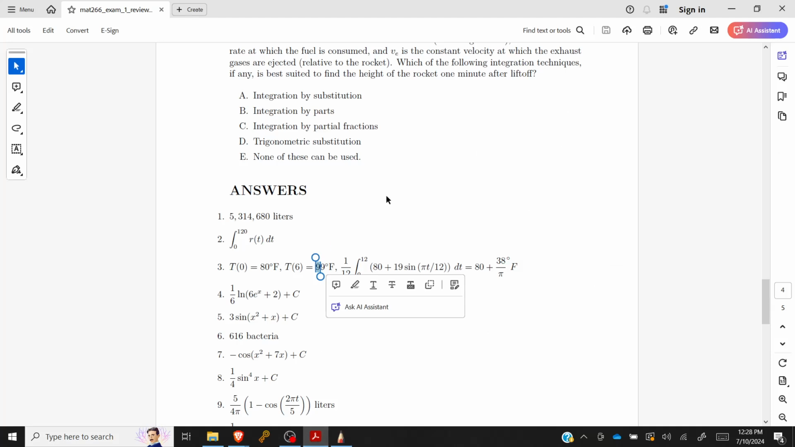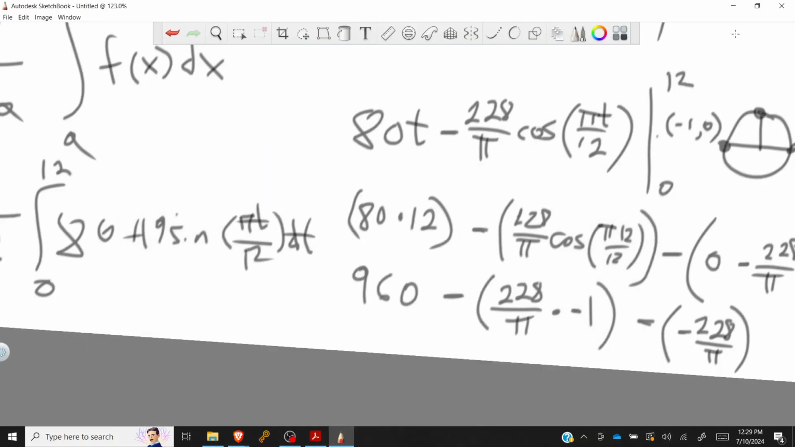Let's see what they got for this one. It was like a 38 over pi. Okay. So it's going to be 960 minus a negative 228 over pi minus a negative 228 over pi. So if we just rewrite that, it'd be 960 plus 228 over pi plus 228 over pi. So that'd be 456 over pi.